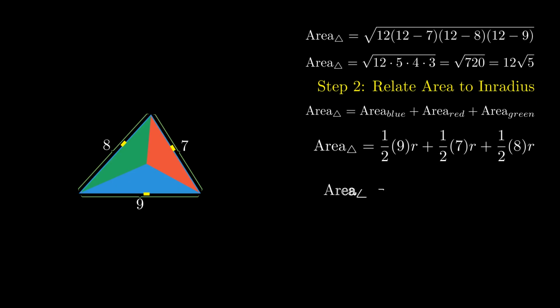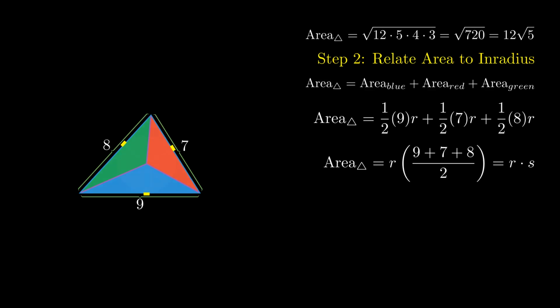Adding up the three areas, we get r times the semi-perimeter S. This gives us a new formula. The area of a triangle equals its inradius times its semi-perimeter. This is a very useful formula. Area equals inradius times semi-perimeter. We can use this to solve for r.